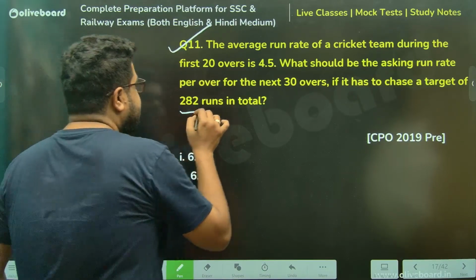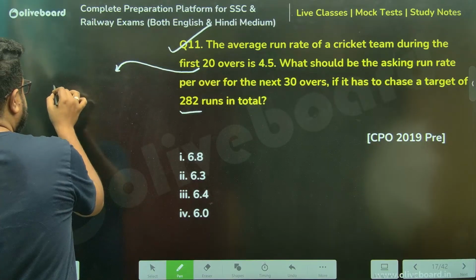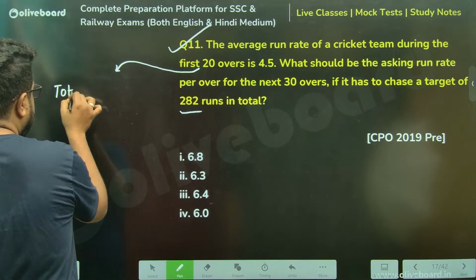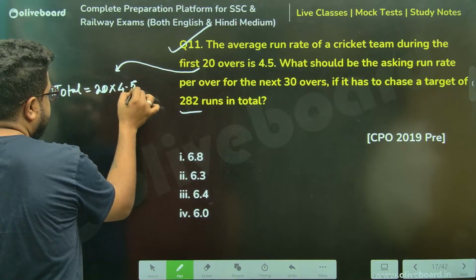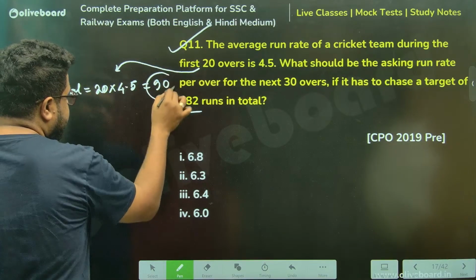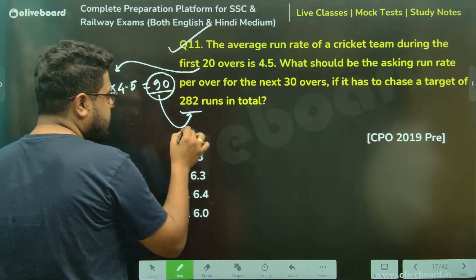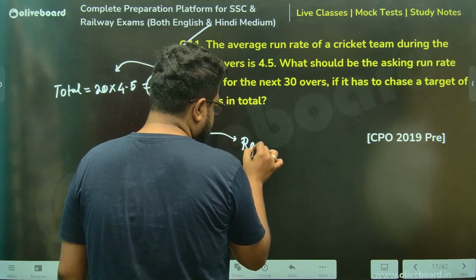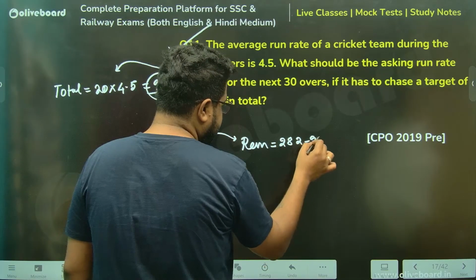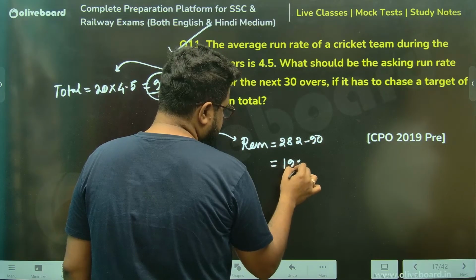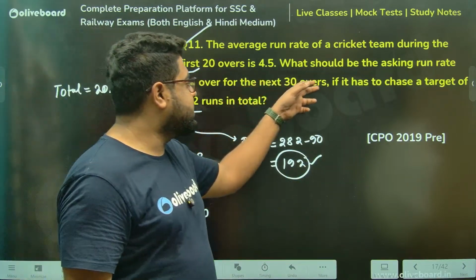I will not do that. Sir, first 20 overs run rate is 4.5. So sir, total runs will be 20 into 4.5, which is 90 runs. But they are chasing 282. They have scored 90 only. So remaining is how much? 282 minus 90, 192 runs. This they need to score in the next 30 overs.